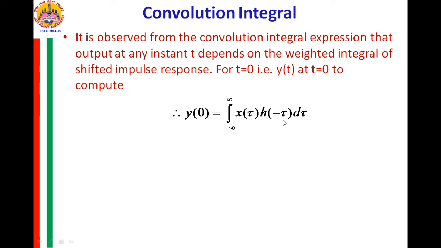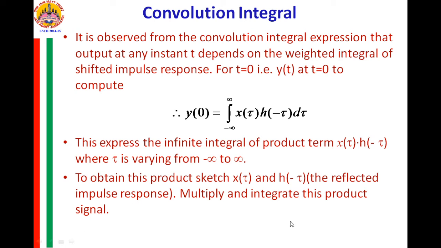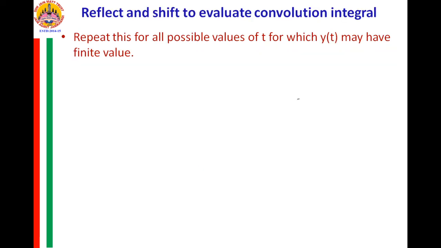Now, what is this h of minus tau? It is a reflected signal h of t, obtained as h of minus t with t replaced by tau. So, very important is that x of t and h of t have to be sketched with respect to the variable tau, and we reflect h of tau to obtain h of minus tau, obtain the product signal x of tau and h of minus tau, and then integrate this product term from minus infinity to plus infinity to obtain y at t is equal to 0. This is what is required to evaluate this convolution for one instant, t is equal to 0. So, we need to identify all such values of t for which y of t obtains a finite value, and we have to repeat this procedure for all such finite values.